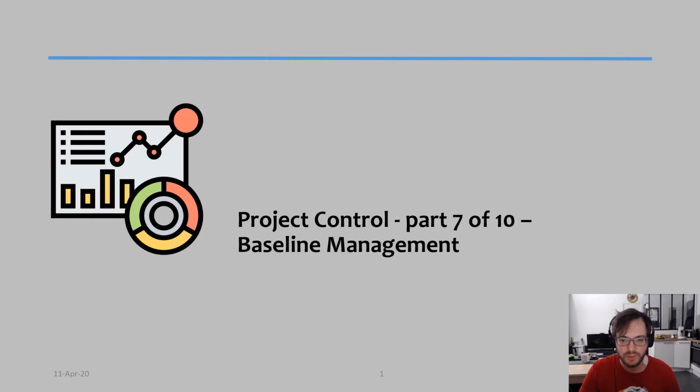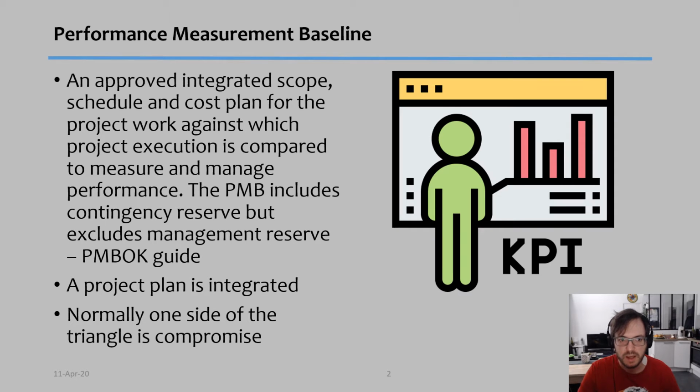All right, so part 7 of Project Control mini-series, and now I'm going to talk about baseline management. As we know, baseline is basically the approved plan of the integrated scope, schedule, and cost for the project work against which our execution is compared to measure and manage performance.